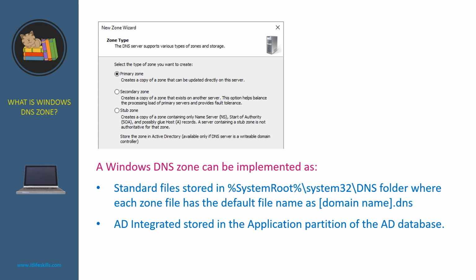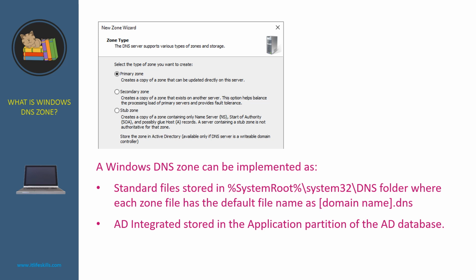A Windows DNS zone can be implemented as standard files stored in system root, system32 DNS folder, where each zone file has the default file name as domainname.dns, or it can be implemented as AD integrated, stored in the application partition of the Active Directory database.